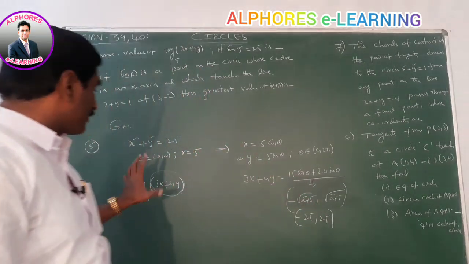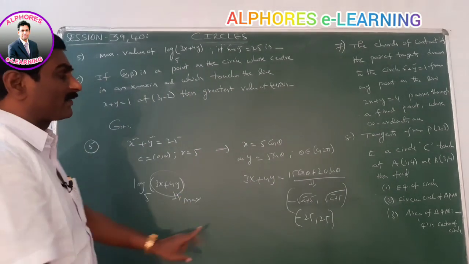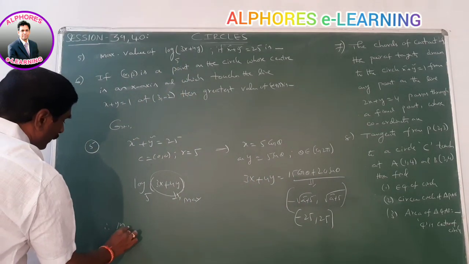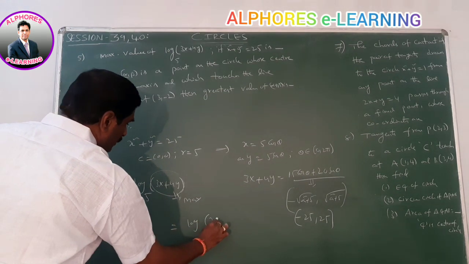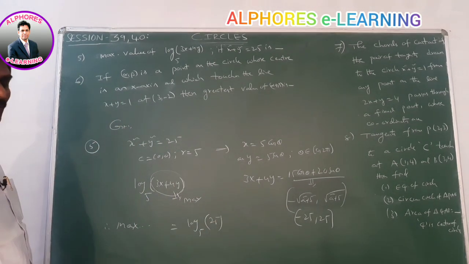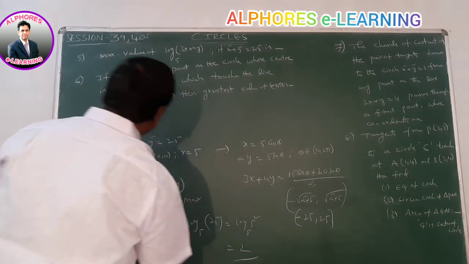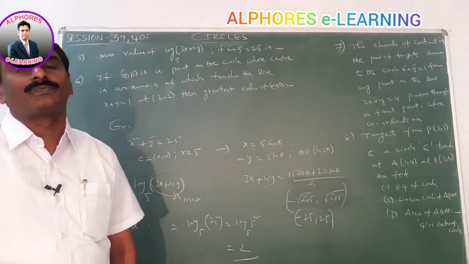Okay. For getting the maximum value, 3x plus 4y must be maximum. What is the maximum value of this function? 25. Therefore, the maximum value is equal to log of 25 base 5. 25 means 5 square, that is equal to log 5 square base 5. That is equal to 2. The maximum value of log of 3x plus 4y base 5 is 2.